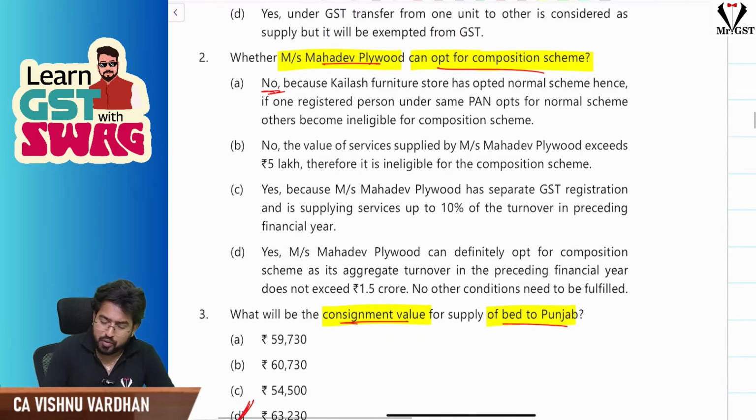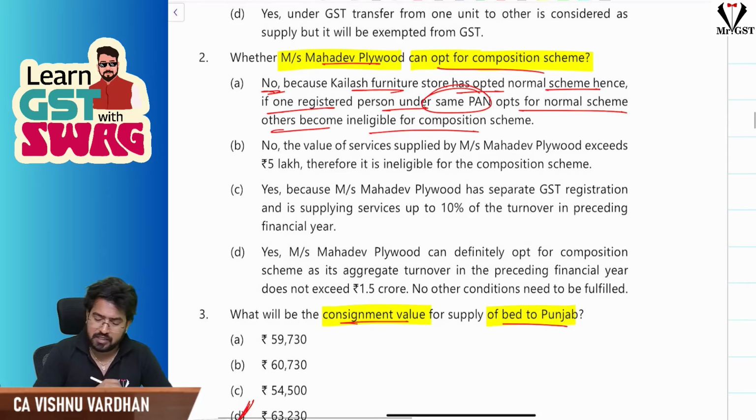So here the reason is that Kailash Furniture has opted for the normal scheme, and hence if one registered person under the same PAN opts for the normal scheme, they become ineligible for the composition scheme. So option A should be the correct answer.